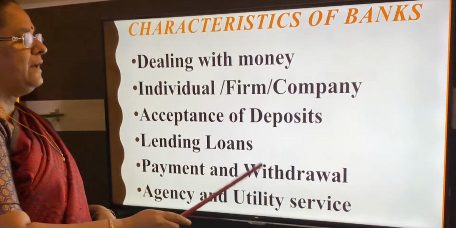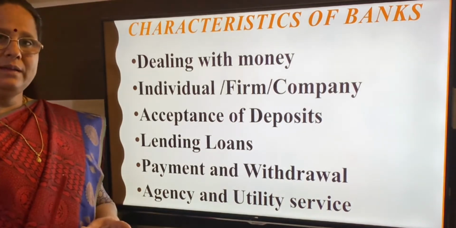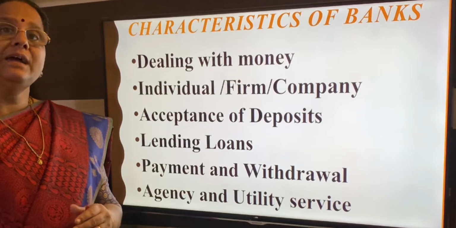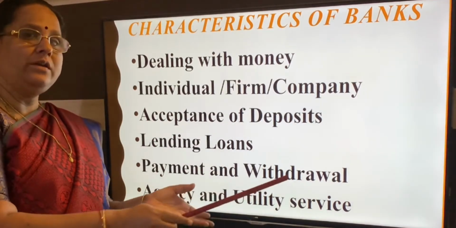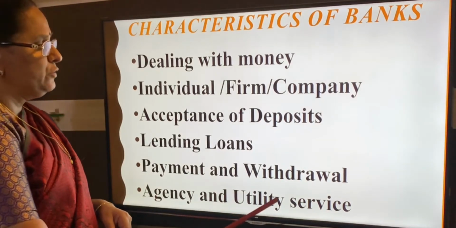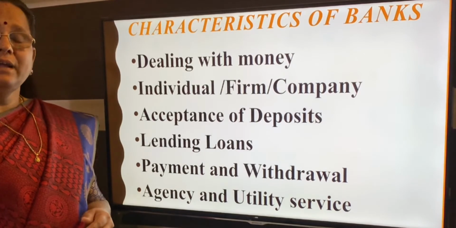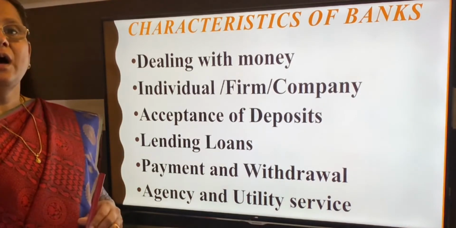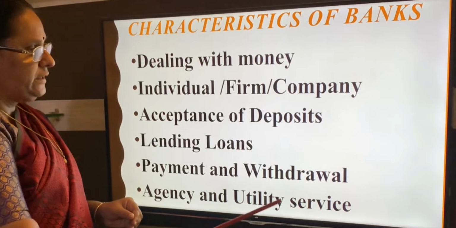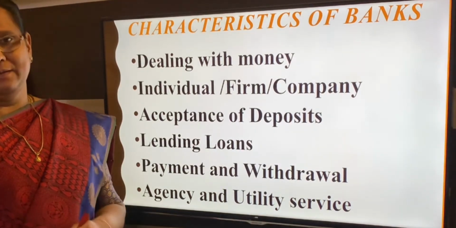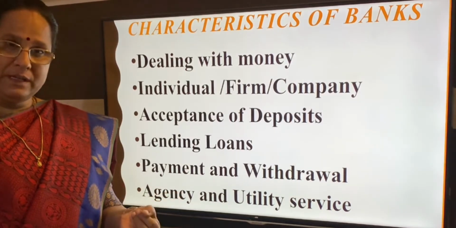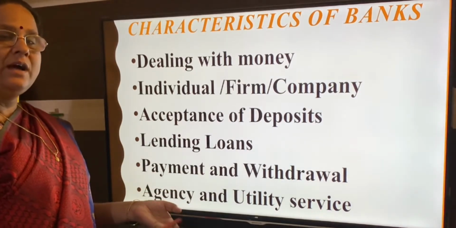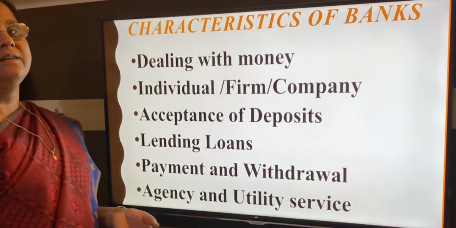And the next one is payment and withdrawal. Bank provides many services. In that, one service is payment and withdrawal. The customer can withdraw his money through check or draft. Agency and utility service. Banking deals with various facilities. In that, agency and utility services are being implemented. Utility service is mainly paying bills. It may be electricity bill, water bill, you can pay through the bank itself. Agency service is where we can withdraw the money through check or we can deposit the money. All these are called agency services.